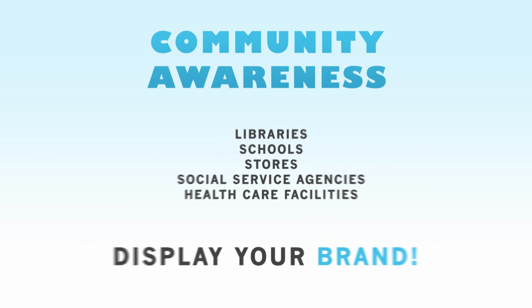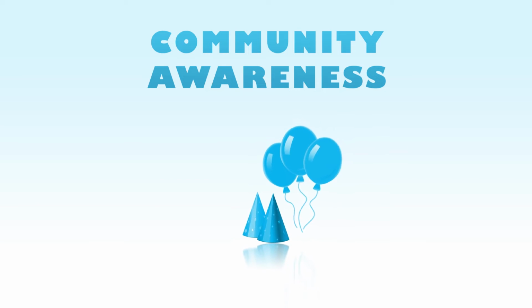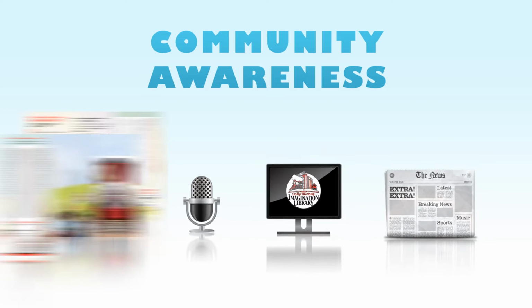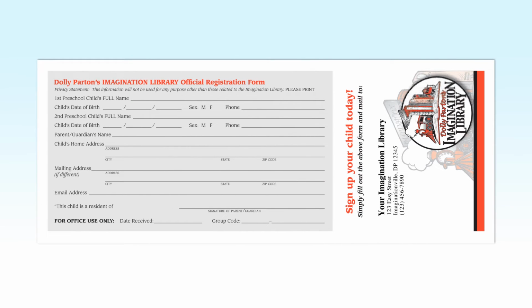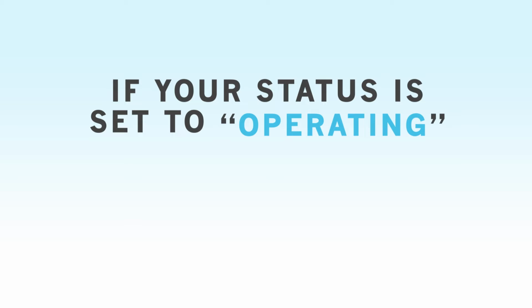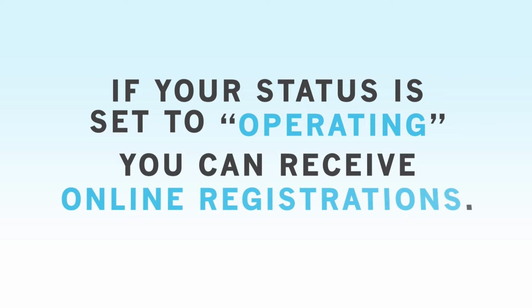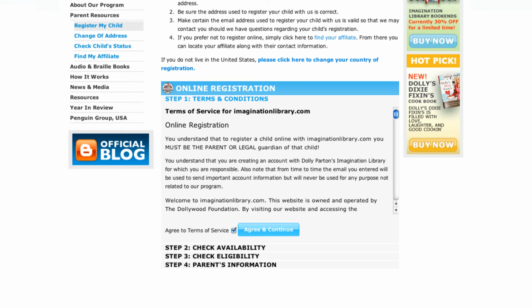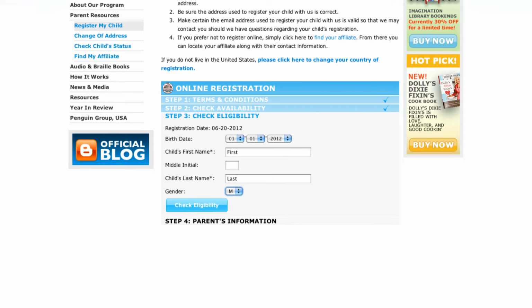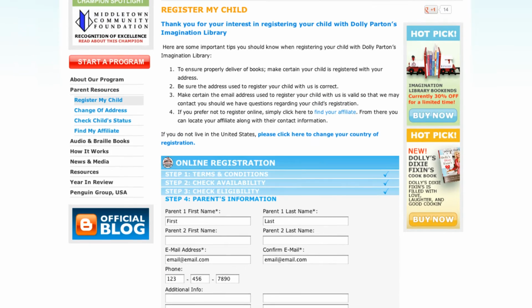With the success of your rollout event, the media coverage received, and the brochures you have distributed around your community, you will soon begin receiving registration forms from your printed brochures, and if your status has been set to operating, you can also begin receiving online registrations. These registrations should be entered and reviewed as soon as possible. After all, once they are completed by the parent, they are really excited about their child getting their first book.